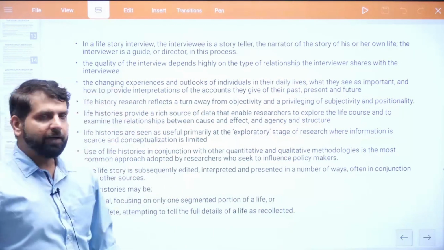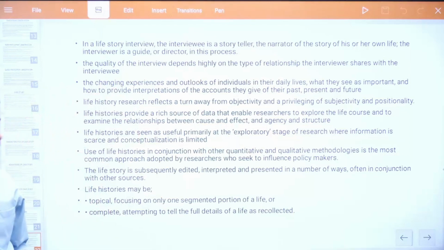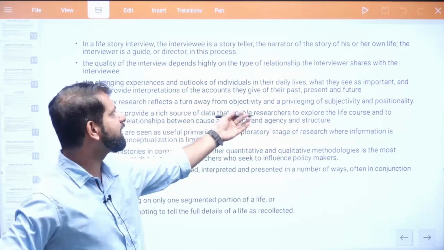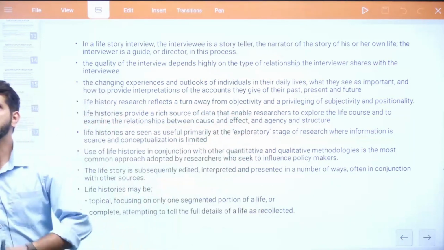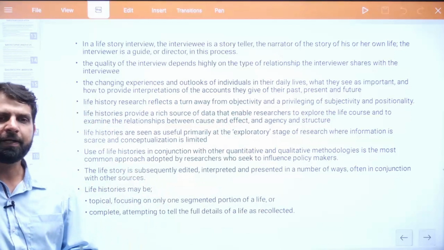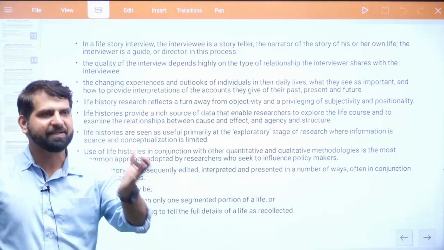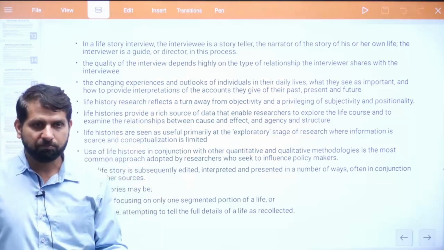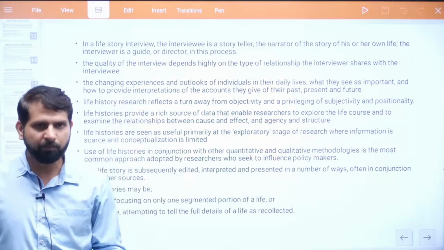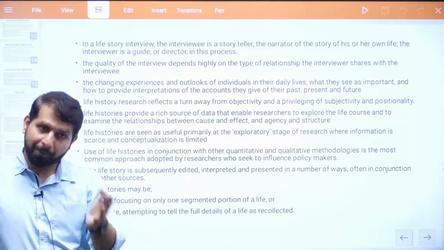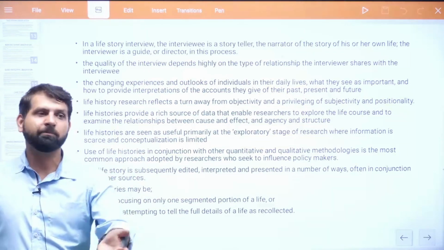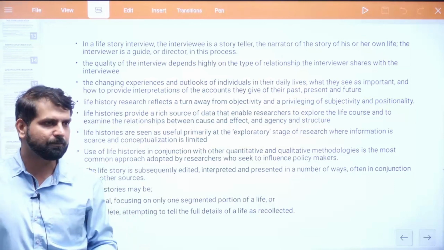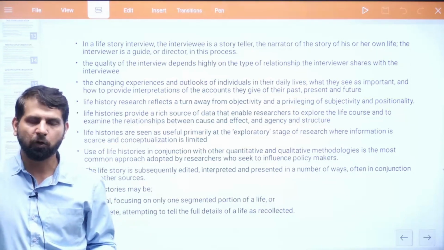Changing experiences and outlooks of individuals in their daily lives can be observed. What they see is important, and how they interpret the accounts they give of their past, present, and future. So you can get how individual life circumstances have changed, how their perceptions have changed. Once you become an officer, how will your perception of life change? That is what will be recorded. When you are called for an interview, you can be asked what was the one situation that changed the whole course of your life.